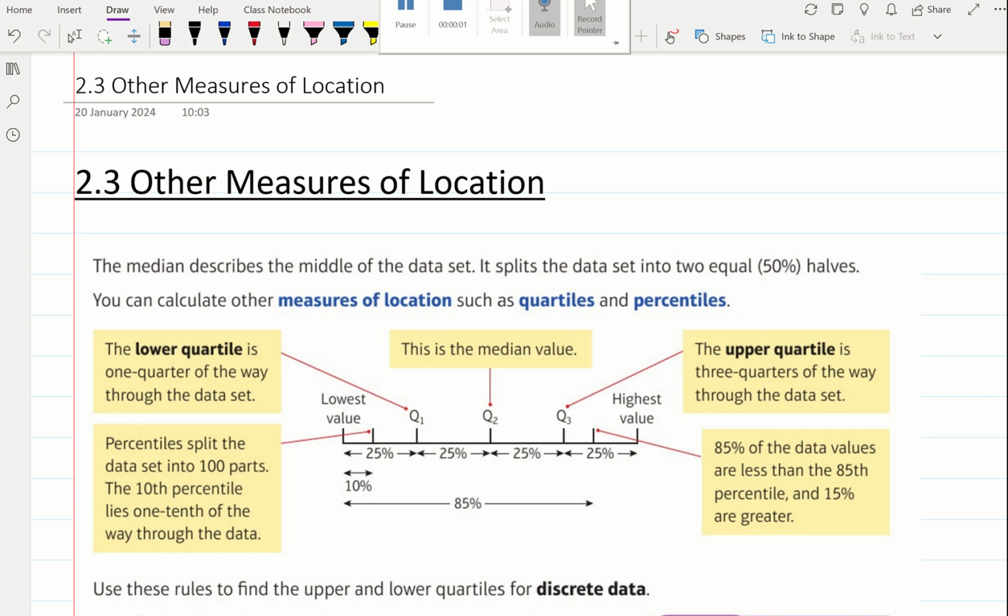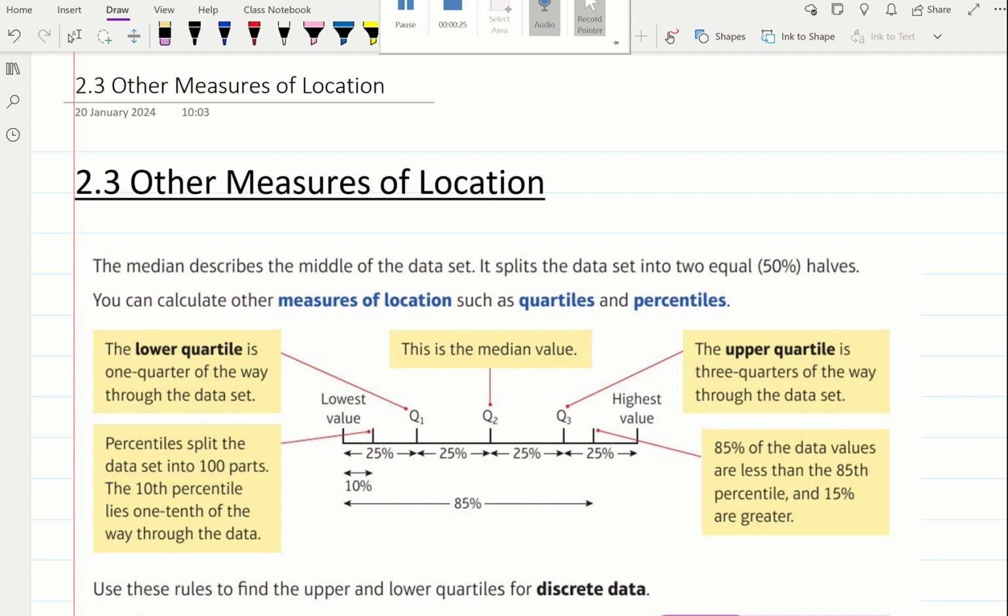So in this section, I'm going through S1, section 2.3, titled Other Measures of Location. Measures of location focus on a specific value in the dataset. The median describes the middle of the dataset, but there are also other measures of location, such as quartiles, which you've come across before at GCSE, and percentiles.